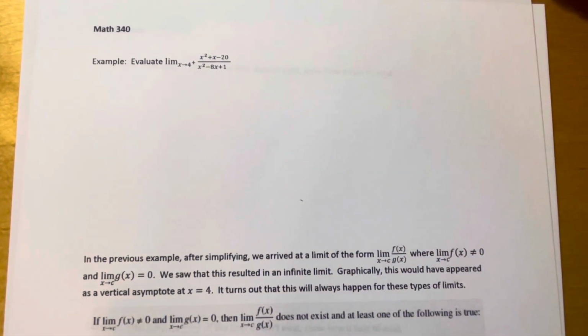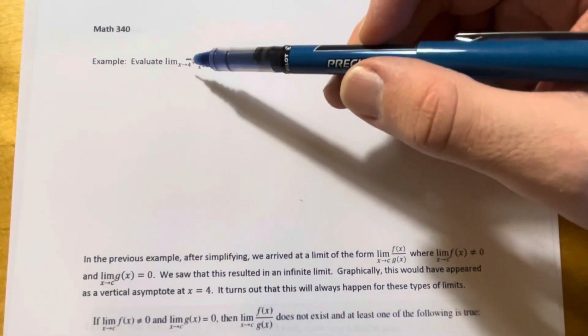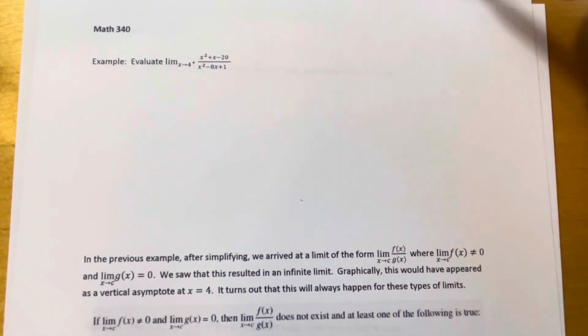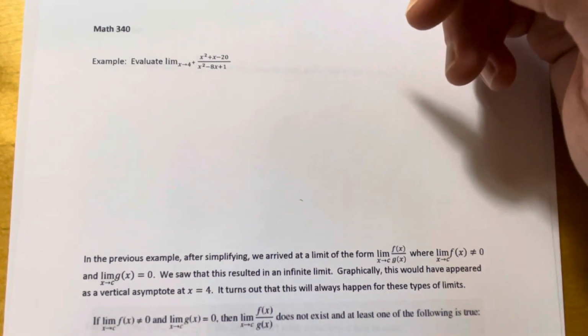Okay, so next example, we have another rational expression that we're trying to find a limit of. And this time it's a one-sided limit. It's the limit as x approaches 4 from the right. Notice I have a quadratic in my numerator and a quadratic in my denominator.